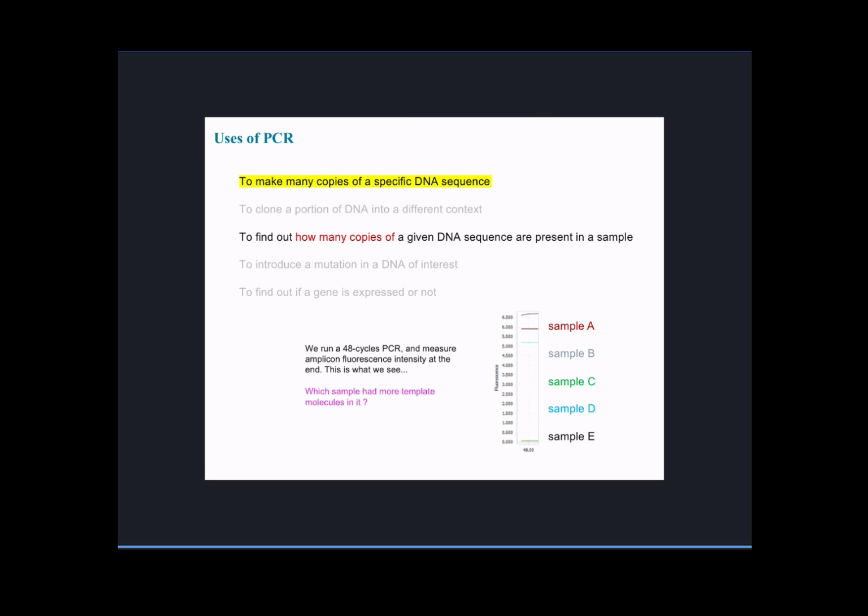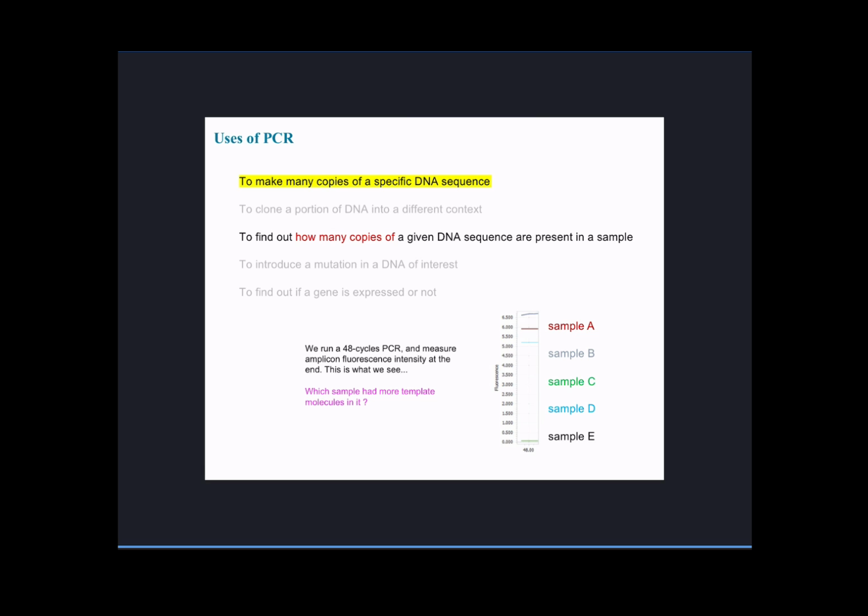Okay? So if I showed you this, let's say that we run a 48 cycle PCR and measure amplicon fluorescence intensity at the end of that PCR reaction. And this is what we see. I know it looks like that, but these are not bands. This is just a graph. In the y-axis, it's just the fluorescence intensity, how bright those bands were, if you will.